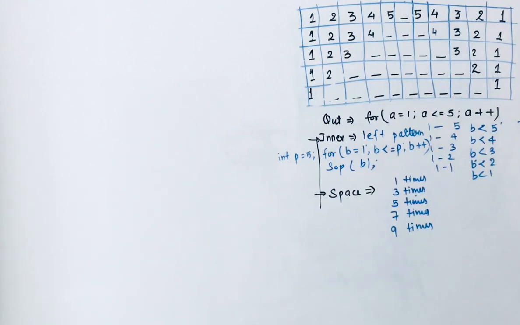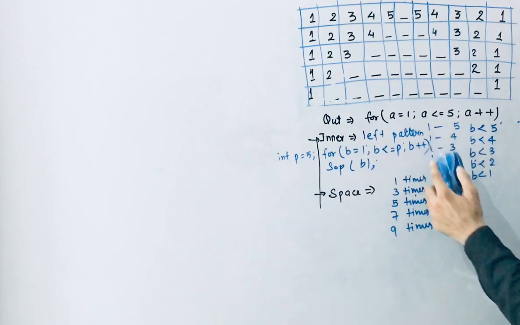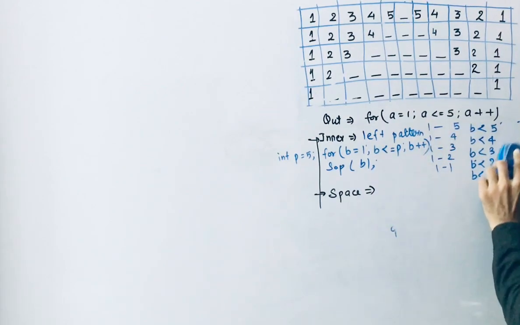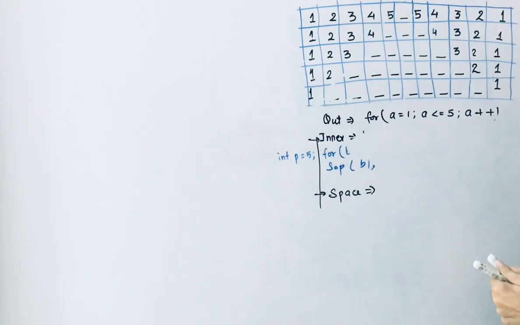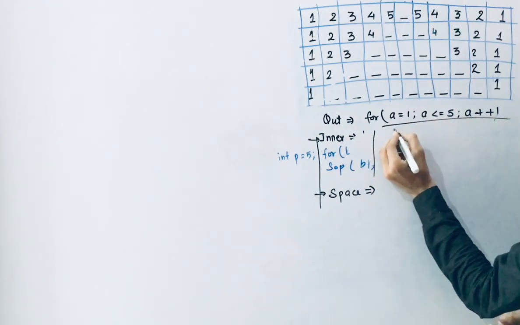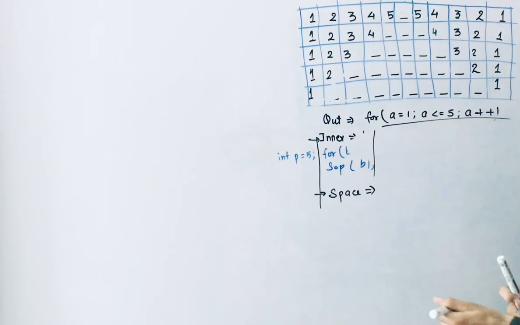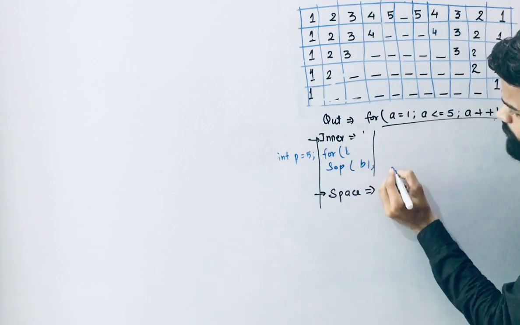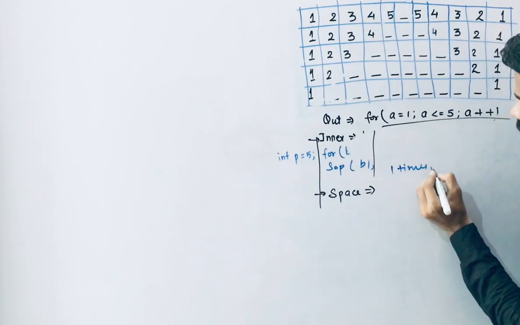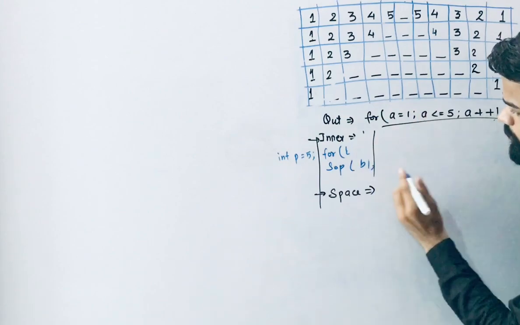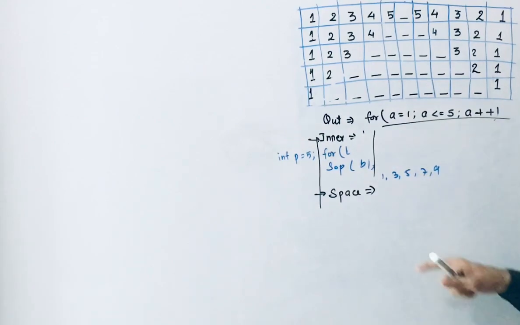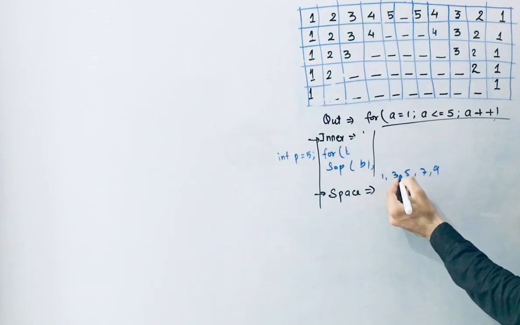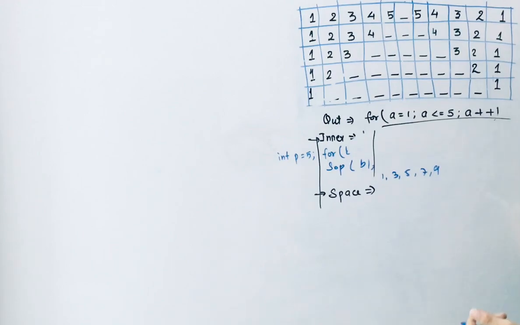So just think what we can do here. I'm going to remove this one, so if you want then you can write it. So in space, first of all it prints 1 time, and then 3 times, and then 5 times, and then 7 times, and then 9 times. This is for the first loop it prints 1 time, in the second loop it prints 3 times. So suppose what you can write here.